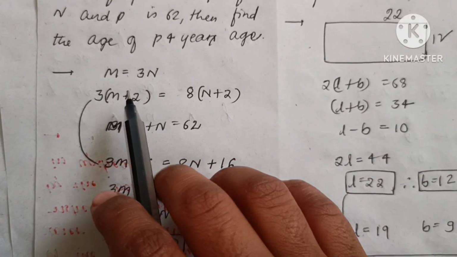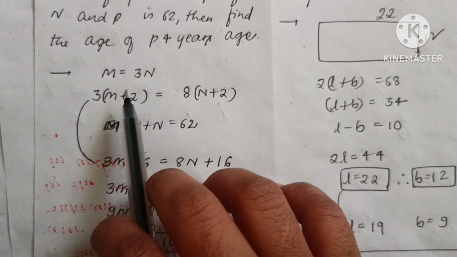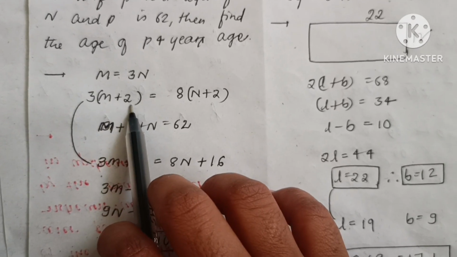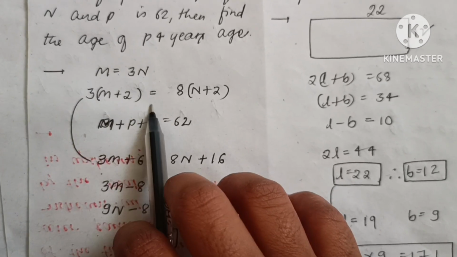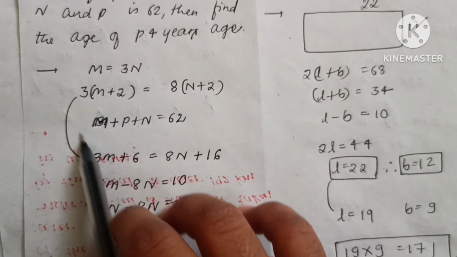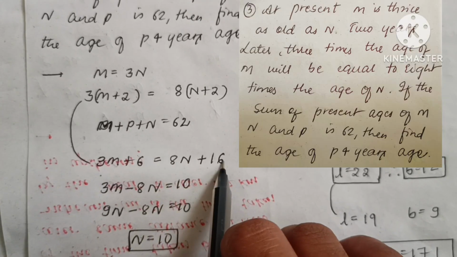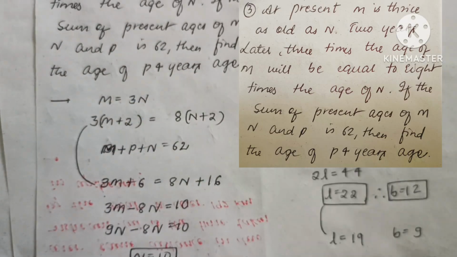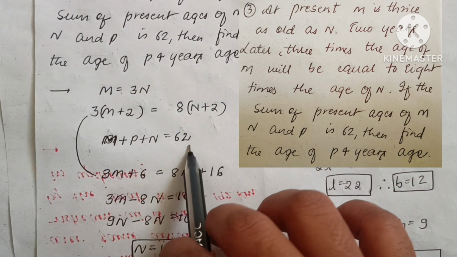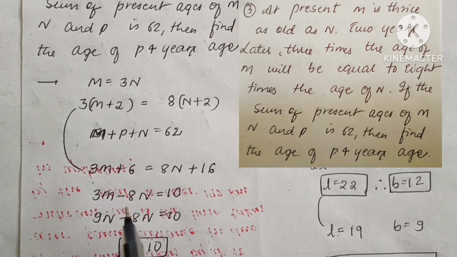Here in the question they have already told that m will be thrice the age of n. And also they have mentioned 2 years later, that is m plus 2, 3 times of m will be equal to 8 times of n after 2 years. So after simplifying this, I will get 3m plus 6 equal to 8n plus 16. And also they have given that the sum of the present ages, that is m plus n plus p, will be equal to 62. So let's substitute some of the values which are known.